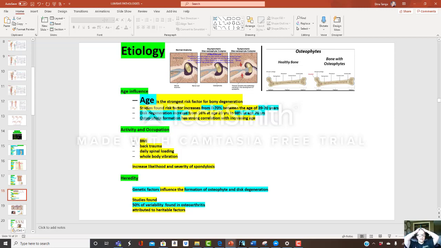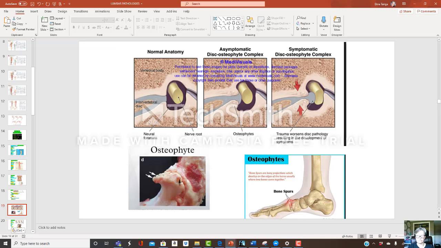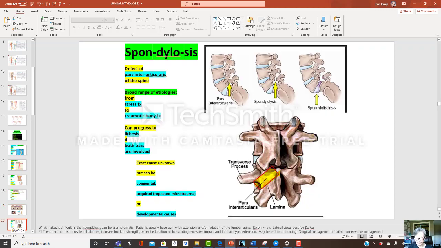Activity and occupation, BMI, back trauma, daily spinal loading, and whole body vibration increase likelihood and severity of spondylosis. Hereditary genetic factors influence the formation of osteophytes and disc degeneration. Studies found 50% of variability found in arthritis attributed to heritable factors. Those are osteophytes. Ouch.